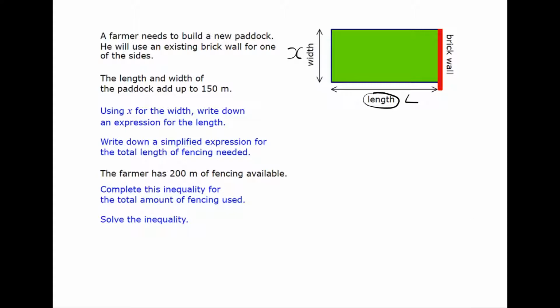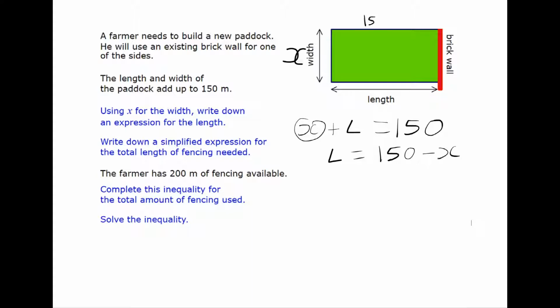So we basically have x plus length, so that's L, I've called it L, equals 150. To get the length, I just need to subtract x from both sides. So the length is 150 take away x. So we've got L equal to 150 take away x. Then to write down a simplified expression for the total length of fencing needed, I'll just put it on the diagram. We know the width is x. We know the length is 150 take away x.